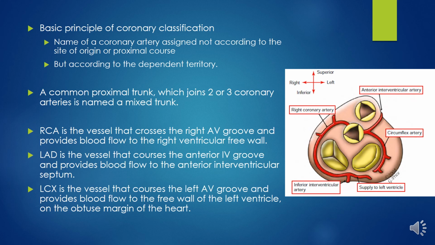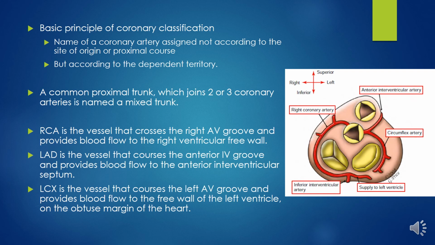Basic principle of coronary classification is that the anomalous origin of the coronary from the artery is studied. The name of the coronary artery assigned is not according to the site or proximal course, but according to the dependent territory. A common proximal trunk which joins 2 or 3 coronary arteries is named a mixed trunk.